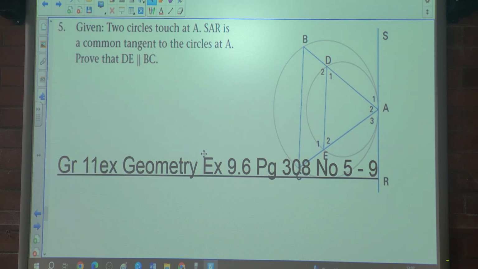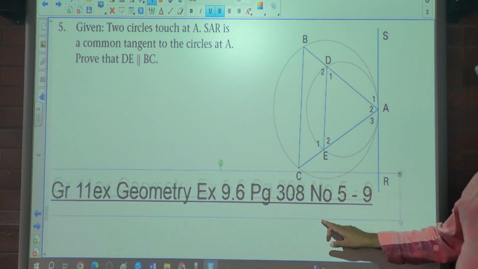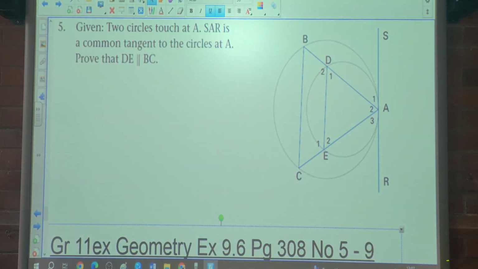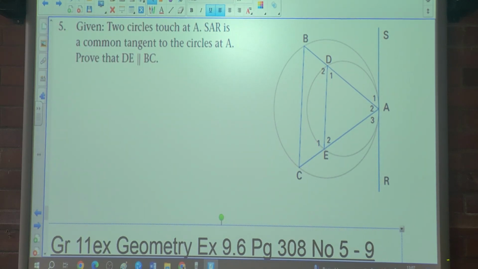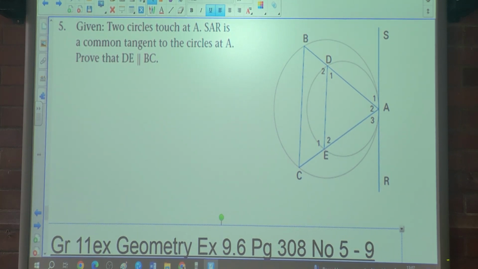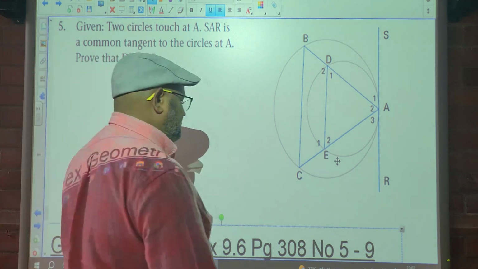Okay. So let's look at number 5. Here we are told two circles touch at A. Then we are told that SAR is a common tangent to the circles at A. Which means the common tangent is a tangent to both circles. The question says we must prove that DE is parallel to BC.